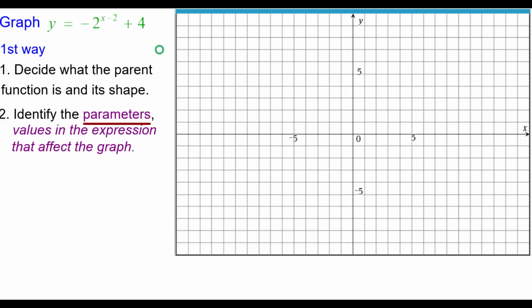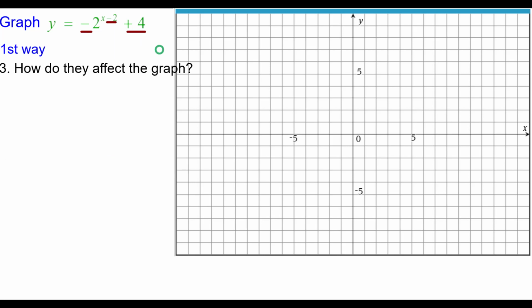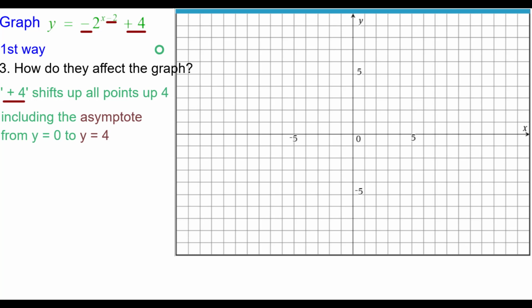Identify the parameters. Those are the values in the expression that affect the graph. There happen to be 3 in this equation. And how do they affect the graph? Well, the plus 4 shifts up all points 4 units, including the asymptote, which is normally the line y equals 0, but is now shifted up to the line y equals 4. And it also affects the origin.